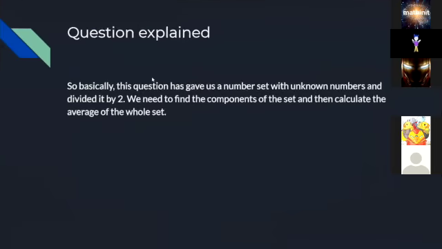So I'm explaining the question. This question gives us a number set with unknown numbers, and divides the set by 2. We need to find the components of each set, and then count. When we find that, using the two averages it gave us, we calculate the average of the entire number set. So this is the solution.